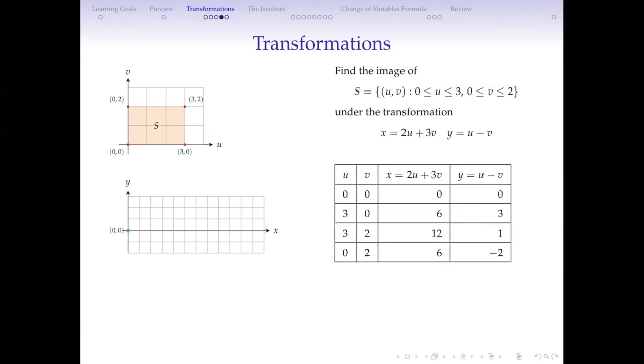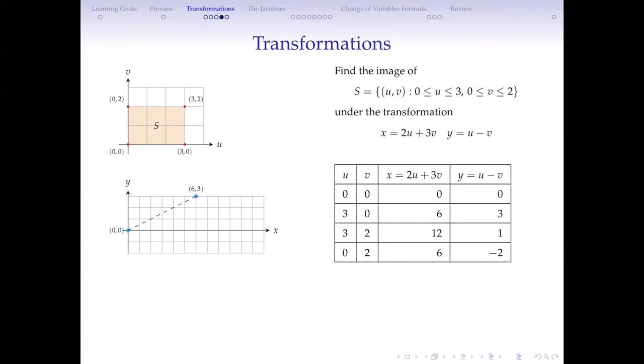So the best way to understand the action of this transformation is to make a table where I list the vertices of this rectangle in the UV plane, 0, 0, 3, 0, etc. And then I use these formulas to calculate the corresponding points in the xy plane. That's what I've done here in this table. You can check to see that this is correct. So if I look at the images of the points, 0, 0 I'm told maps to 0, 0, so there's one point. Let's just step through the table.